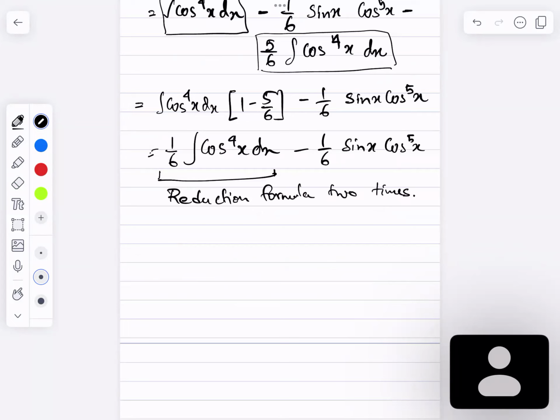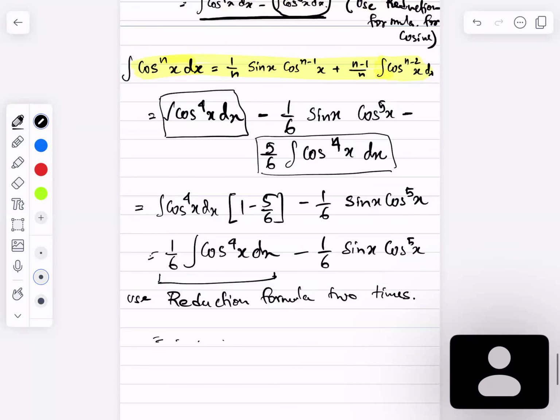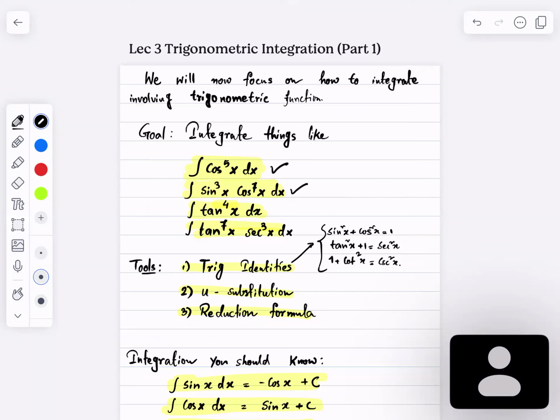The rest should be done by you. So this was more or less part 1 of how to do trigonometric integration. I have done how to tackle this kind of integration, how to tackle that. These two are the remaining part, and I'll upload the lecture about those maybe tomorrow. Okay, cool. Thank you.